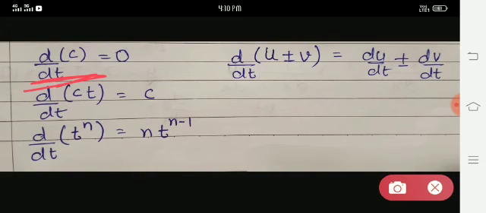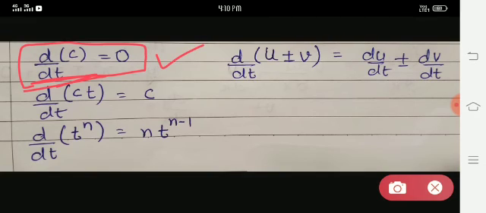Now let us suppose we have to take the derivative of a constant value c with respect to the time variable. That will give us the value 0. You have to remember it first.